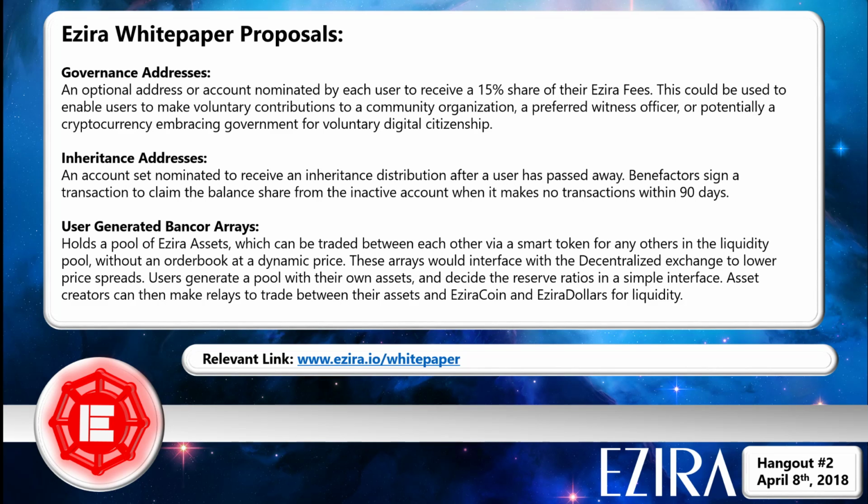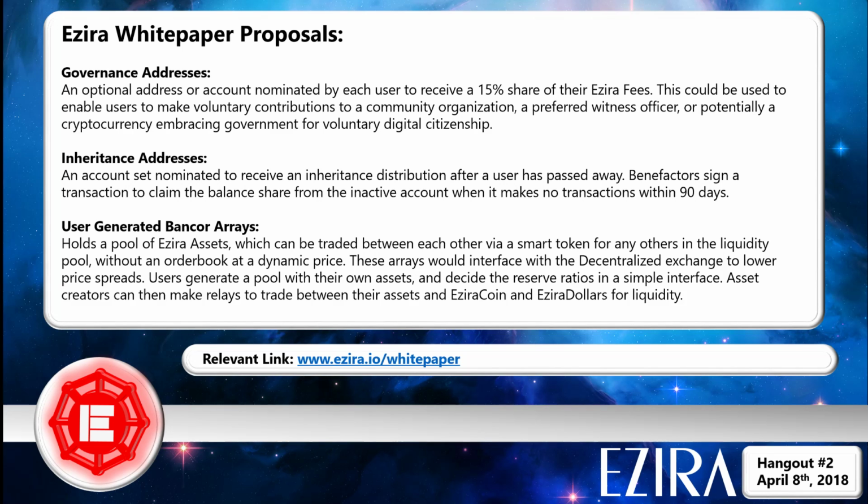of the blockchain, a particular developer that's making a high quality application that the user enjoys, or it could potentially enable specific users to make a voluntary contribution, sort of like a voluntary taxation, to a cryptocurrency embracing government for voluntary digital citizenship. So it could be a way for users to effectively pay taxes on crypto if they choose to select their government's account as their governance address, but that would not be required. That would be completely optional.